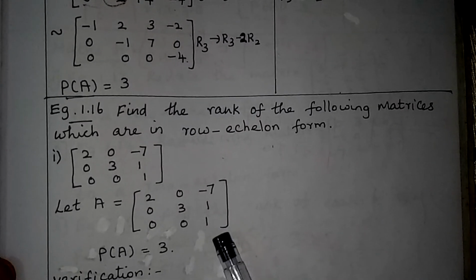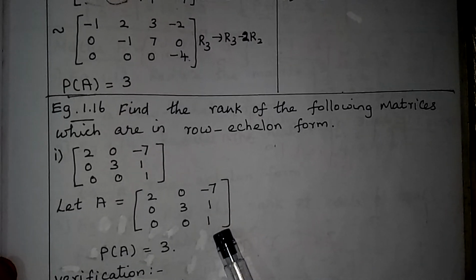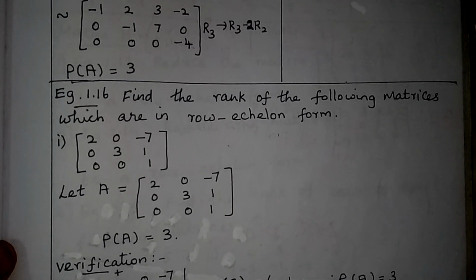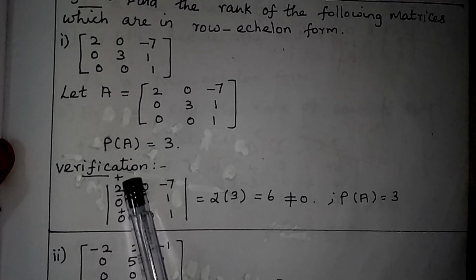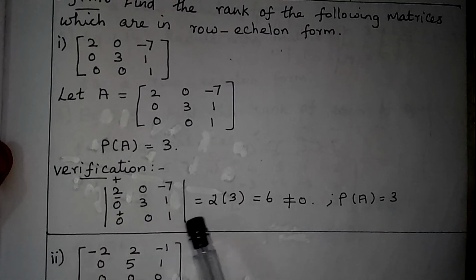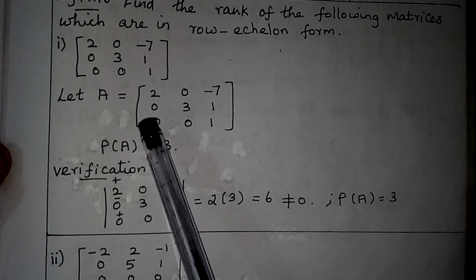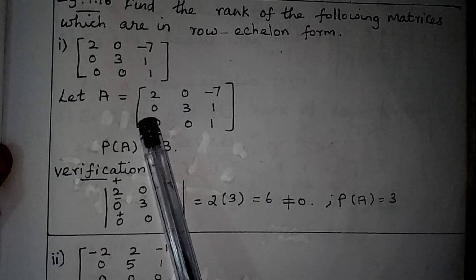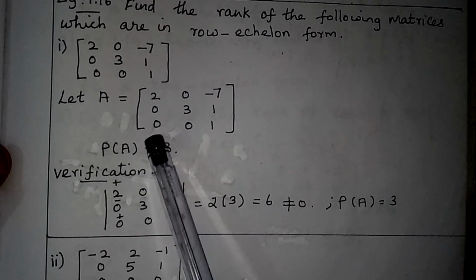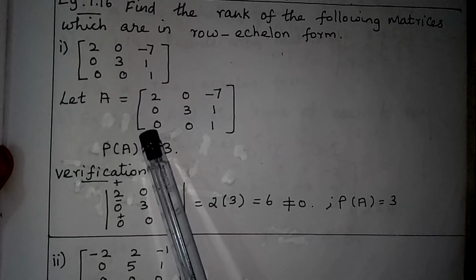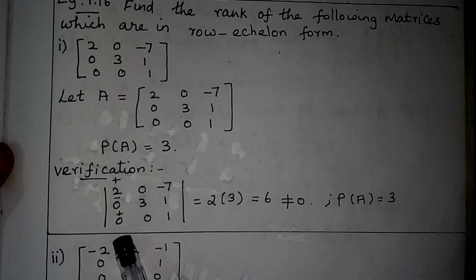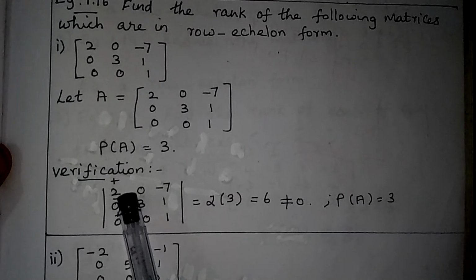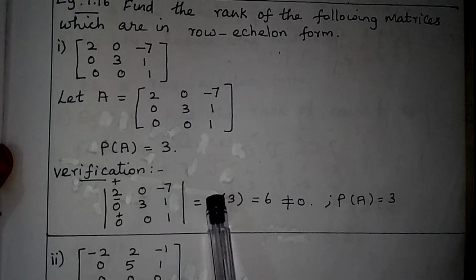But in the book they have given this as verification, the next steps, the minor method. So that also I am explaining. The verification means using the minor method they have proved here. So you see here it is a 3 by 3 determinant. So you can find the minor. Minor means what? The determinant of the square submatrix. Since this is a square matrix, you can find the determinant of this. You can put plus, minus, plus, and you can expand it.